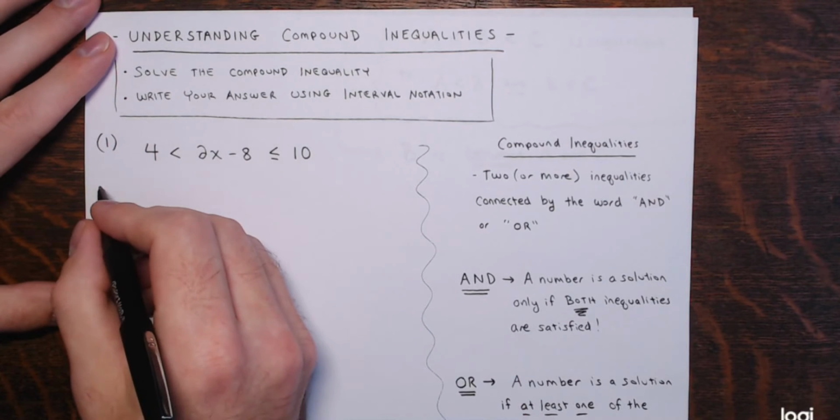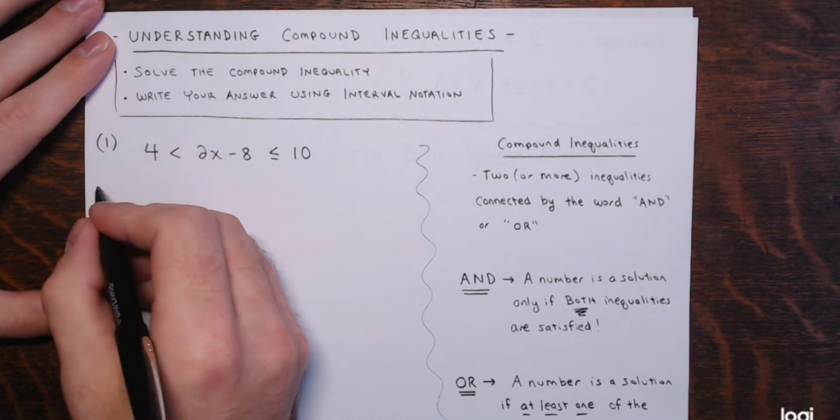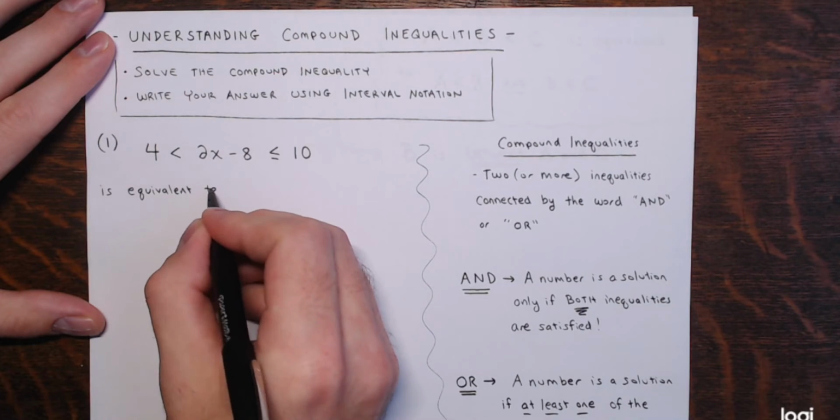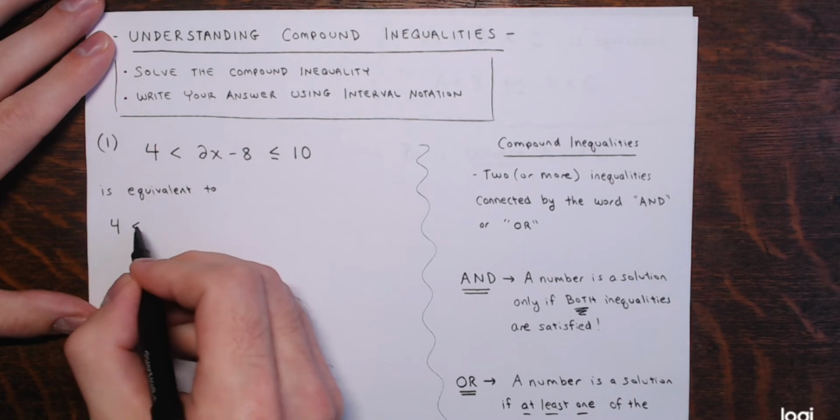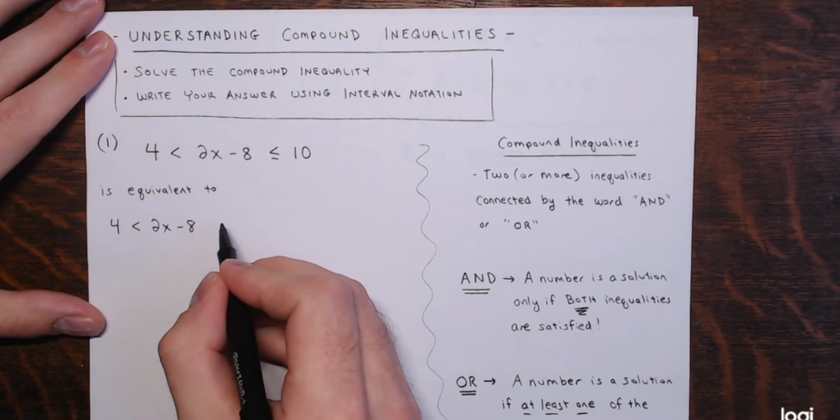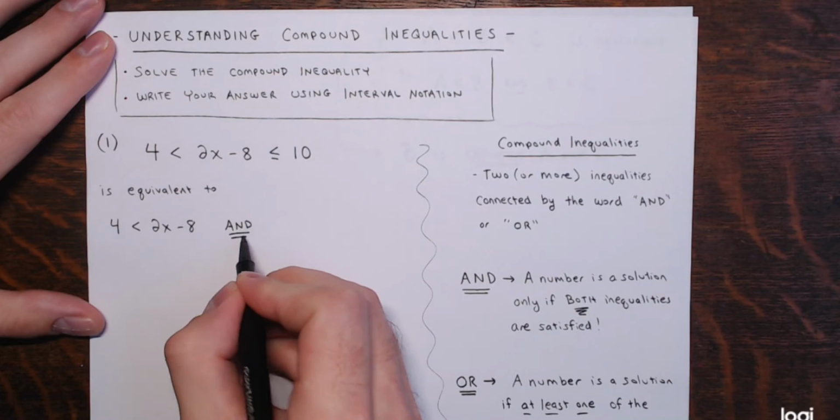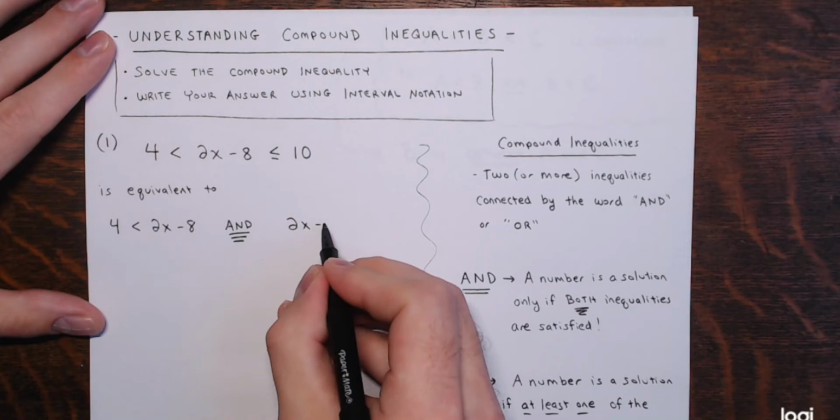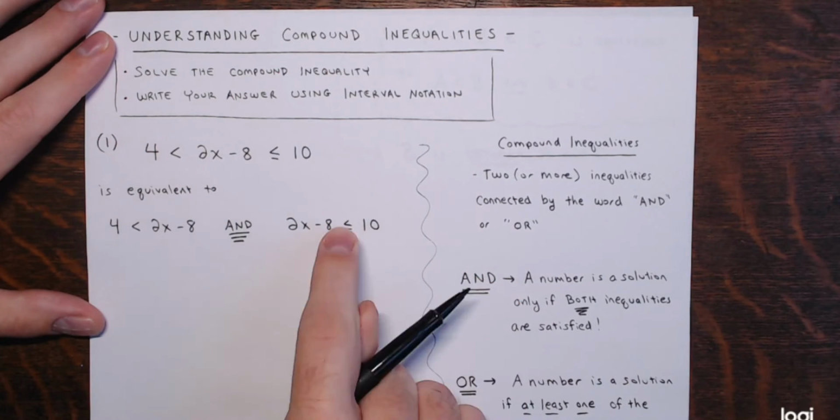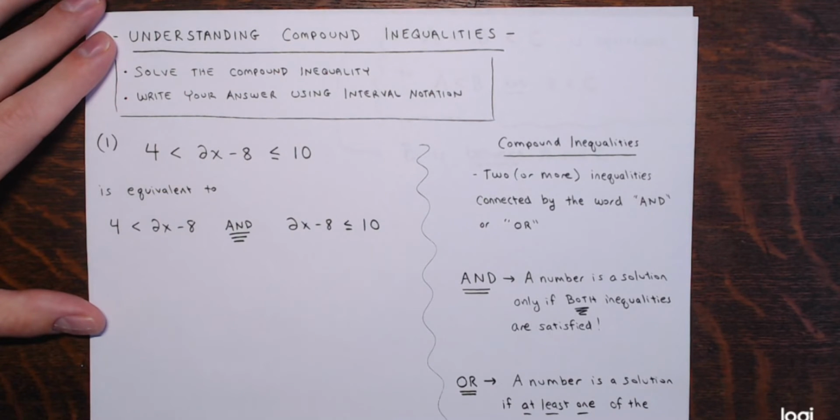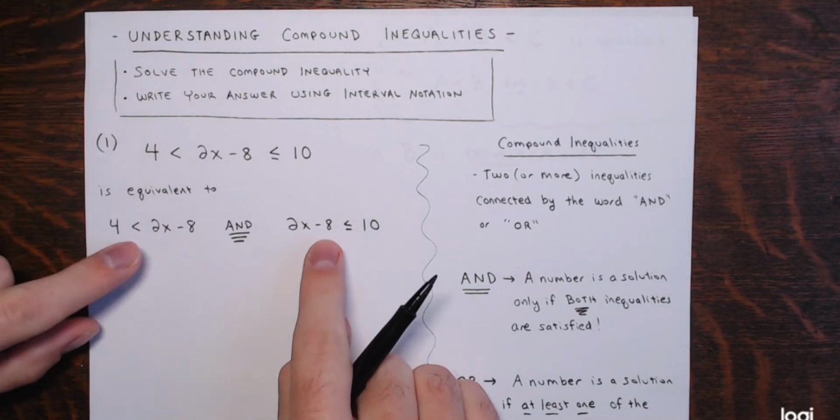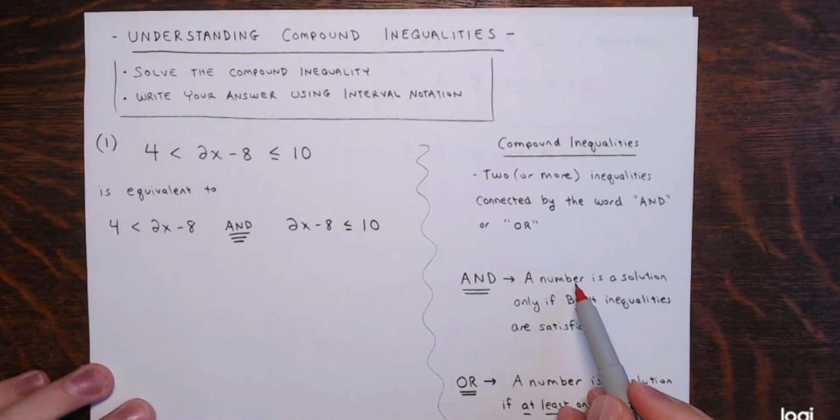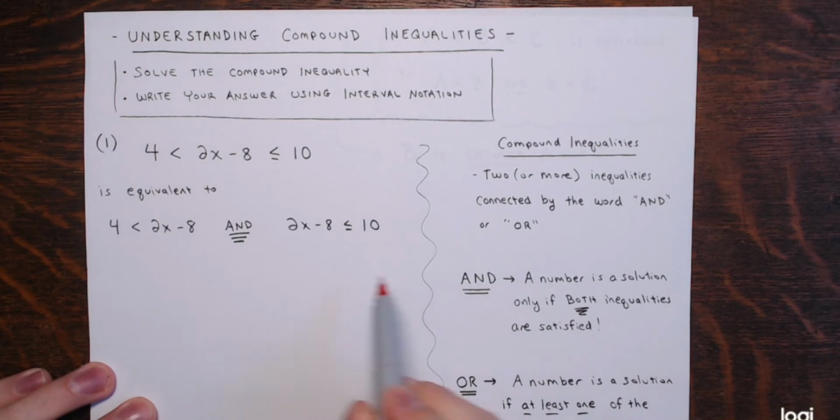All right. So remember this statement here, this is equivalent to saying that 4 is less than 2x minus 8 and 2x minus 8 is less than or equal to 10. Right, it's two inequalities put together. All right, so what we're going to do is solve each of these, and then we're going to look for the numbers that satisfy both, because it's an and inequality.